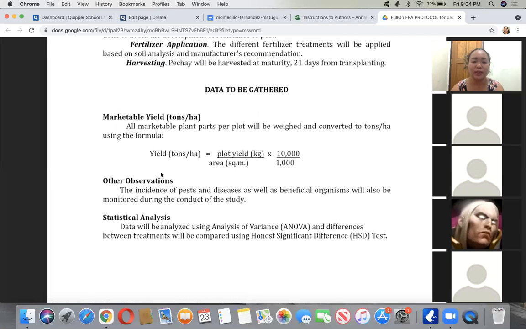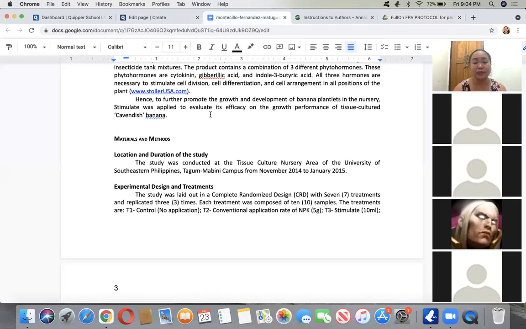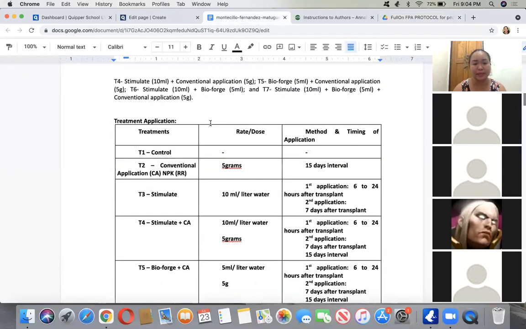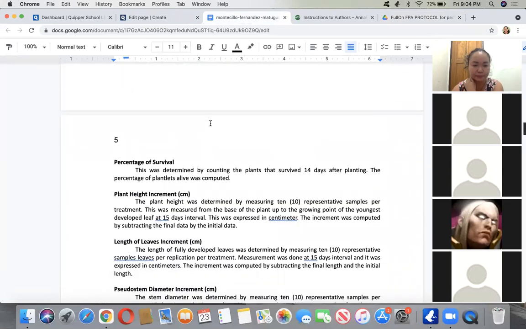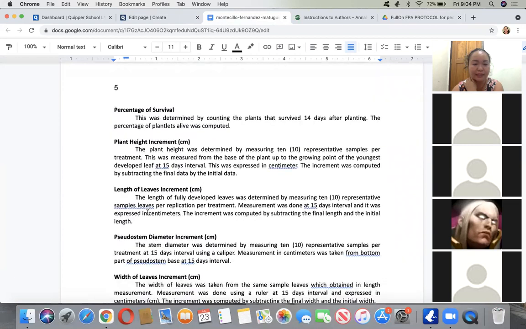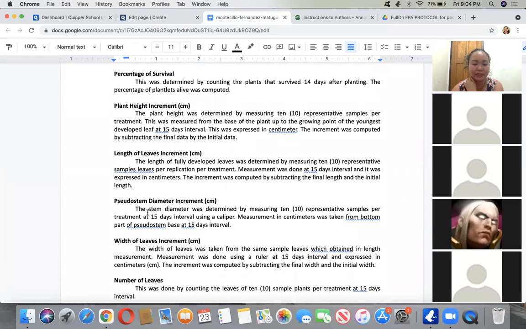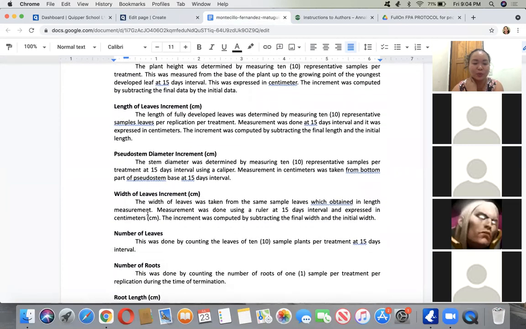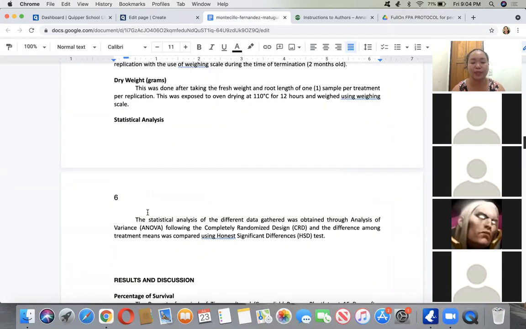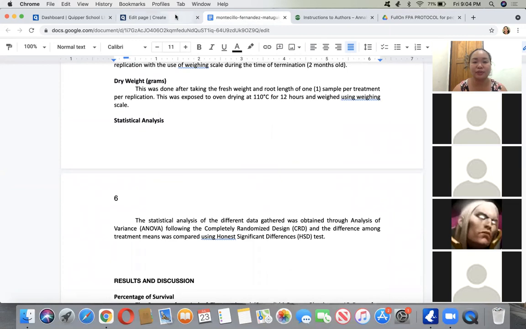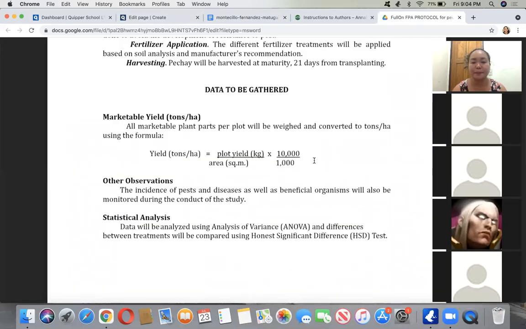And also, since this is just for FPA purpose, but for a more detailed experiment, actually, ang kukunin natin ay plant height, length of leaves, number of leaves, roots, root length, fresh weight, dry weight. May mga ganon, pag nasa regular thesis lang siya.